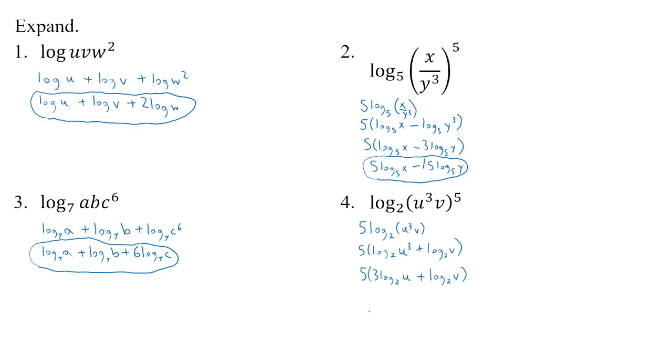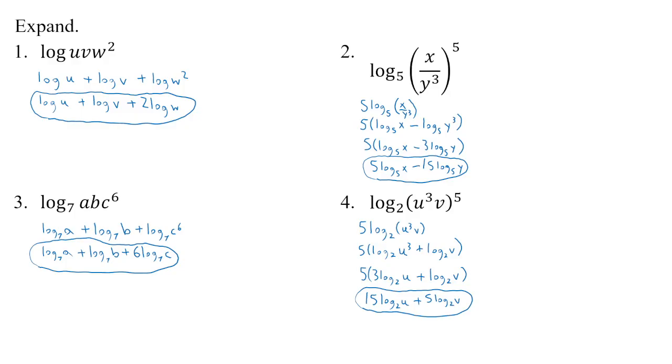And finally, we're going to apply the distributive property. So this becomes 15 log base 2 of U plus 5 log base 2 of V. So therefore, this is your solution. So again, when expanding log expressions, we first write it as a sum or difference, and we use the third property to get rid of exponents. In other words, to change exponents into coefficients.